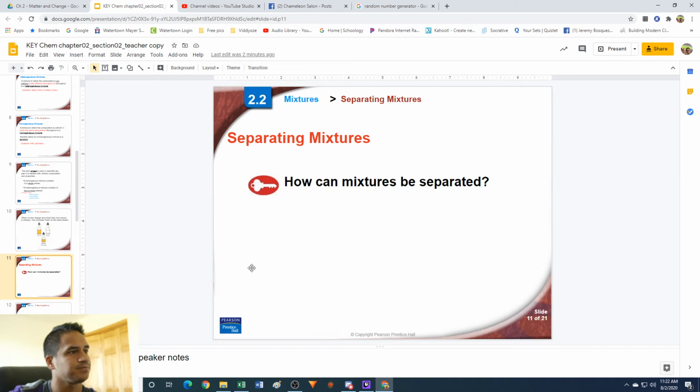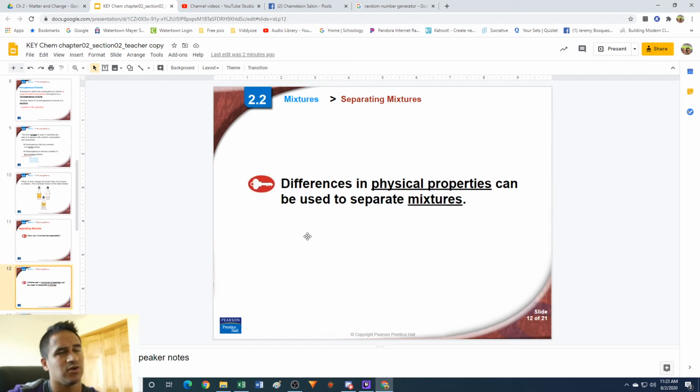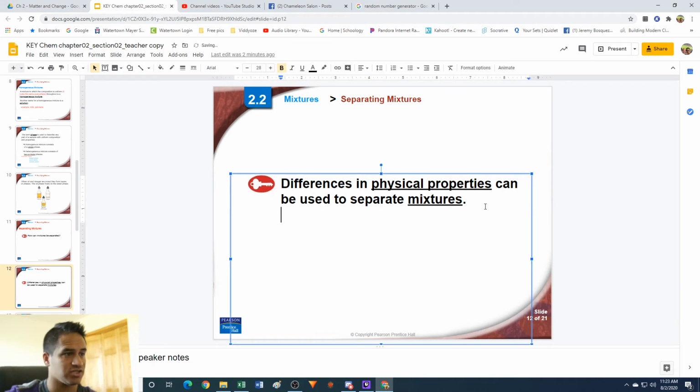Okay, moving on. So how do we separate mixtures then? Since mixtures are physical blends of multiple things, it makes sense that in order for them to be separated, you need to use physical properties. Now just to remind ourselves what physical properties are, and this is from the last section, or the first section of the chapter.